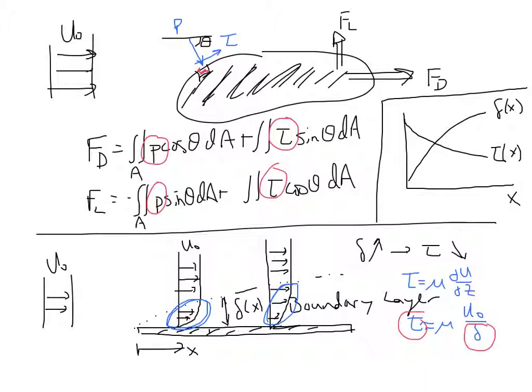Next lectures we're going to talk about the actual variation of tau. We're going to integrate that to define the drag force. And then from there we'll move on to think about more general drag forces that don't involve just this viscous boundary layer.